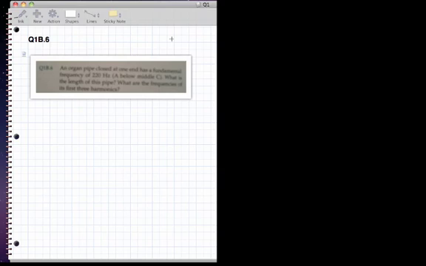In this problem, we have an organ pipe closed at one end, and they tell us the fundamental frequency is 220 hertz. They ask for the length of the pipe and the frequencies of the first three harmonics.